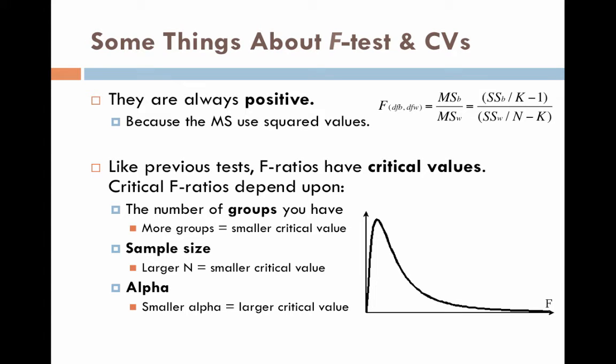So take a look at this. This is our distribution curve for our F-test. Notice that it is not a normal distribution, which means we cannot predict the probability of a certain score.